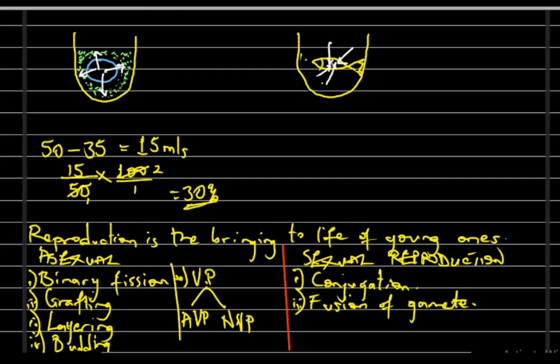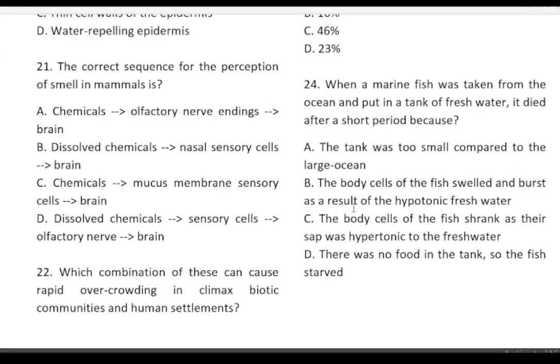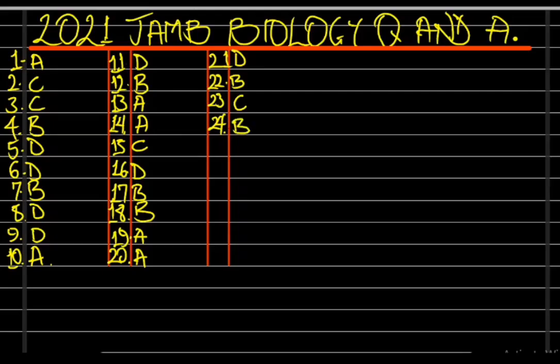As such, there is going to be what we refer to as the bloating of the fish, where the fish will absorb so much water until the fish starts to burst. So that is the answer to that question there. It says that the body cells of the fish swelled and burst as a result of the hypotonic fresh water. So that is the answer to question 24, option B.